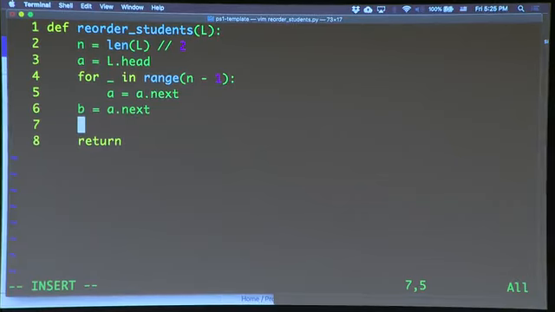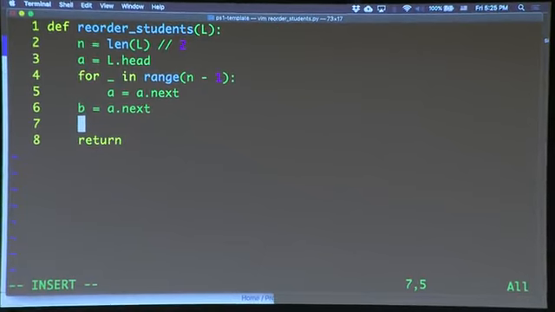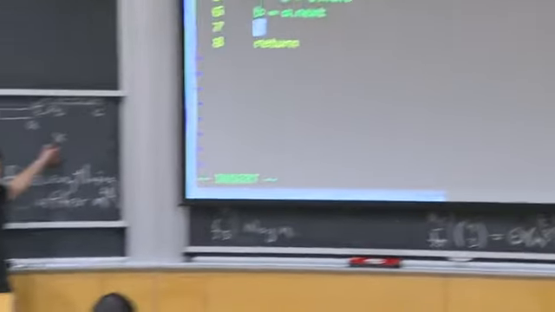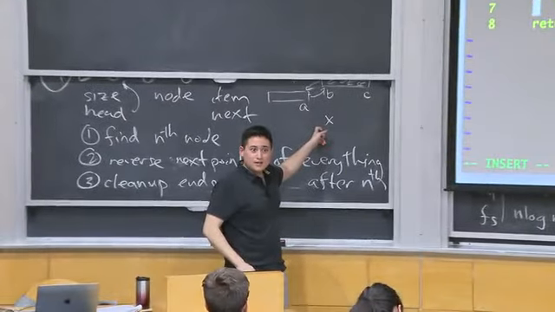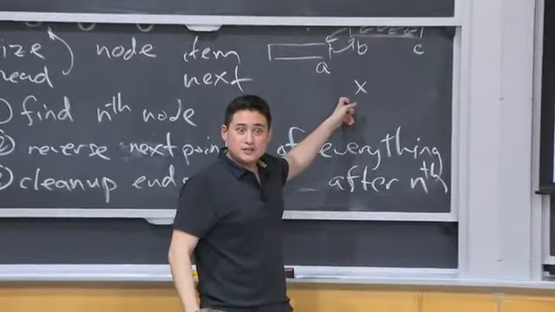And now in this process, as I'm going to flip things around, what I'm going to do is keep track of 3 nodes. I'm going to keep track of X, which is the node that I'm going to be relinking. And what else do I need to keep track of?